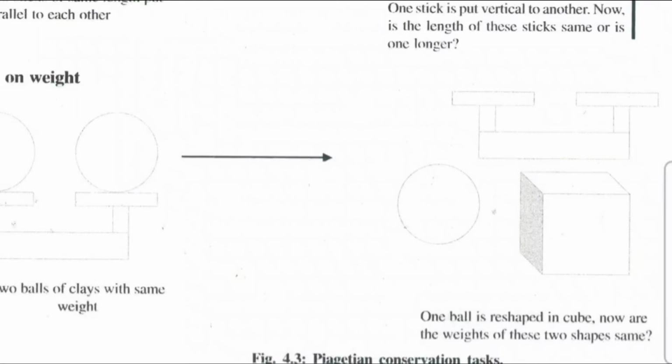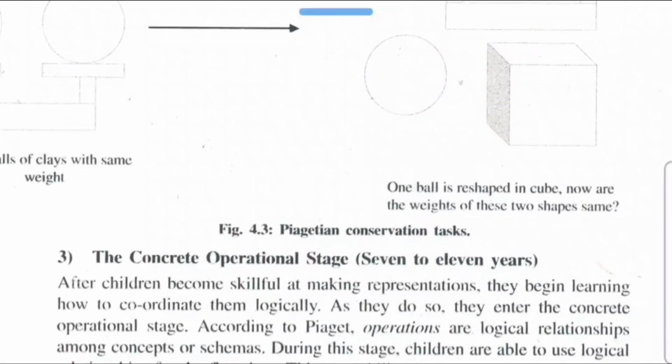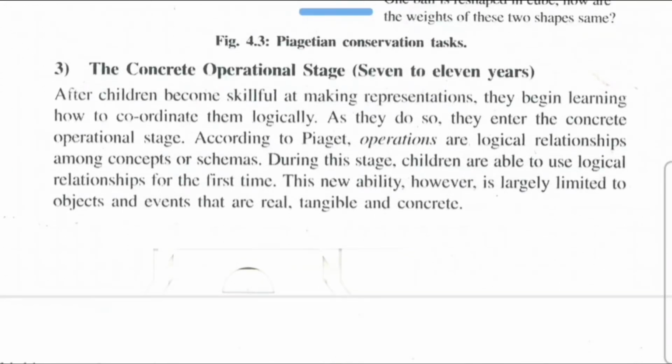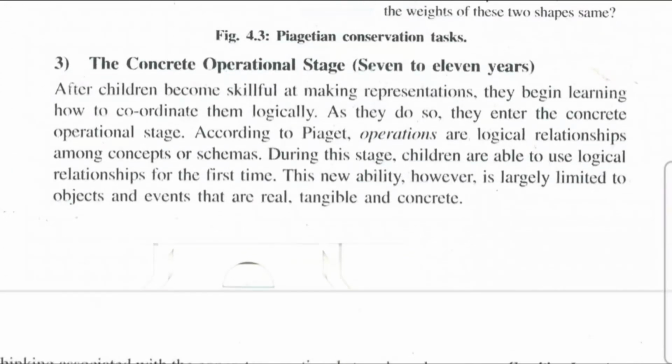Children in the preoperational stage cannot conserve mass, weight, length, or liquid, which they gradually master in the concrete operational stage. The concrete operational stage, 7 to 11 years. After children become skillful at making representations, they begin learning how to coordinate them logically. As they do so, they enter the concrete operational stage.